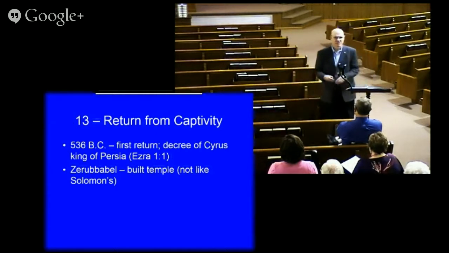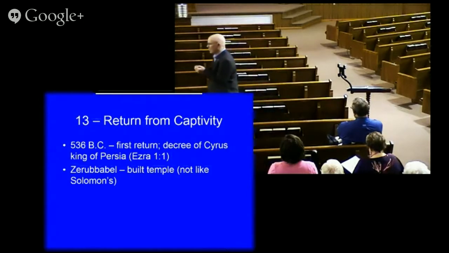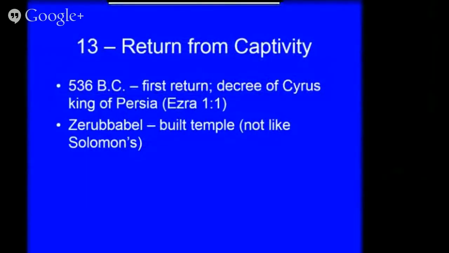And remember, when it's built, it's not like Solomon's. People weep because of the way the temple is built. Two reasons. One, because it is built. They're glad to see that back. But also, it's not anything like the temple that Solomon had. Temple of Zerubbabel.